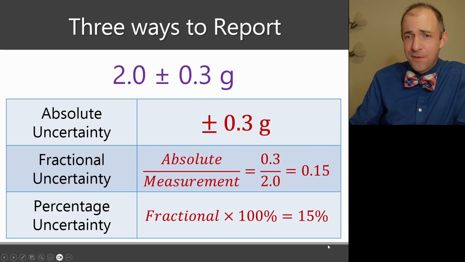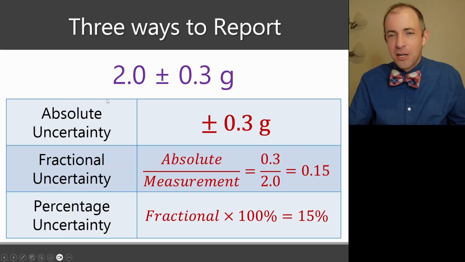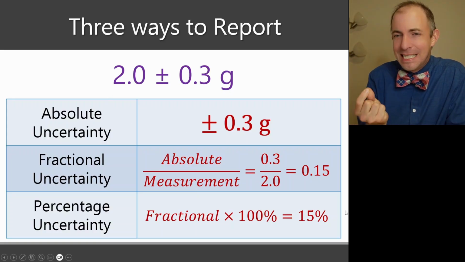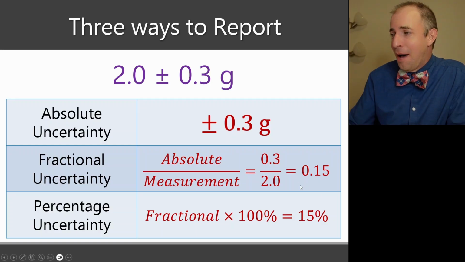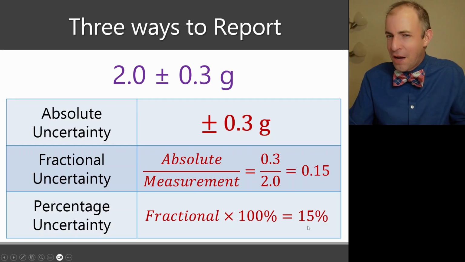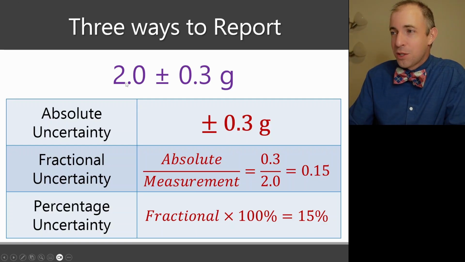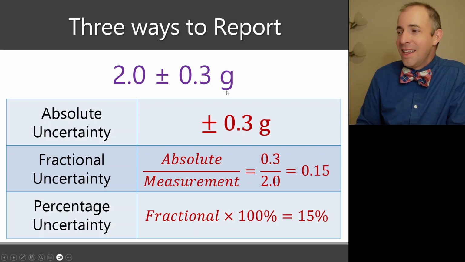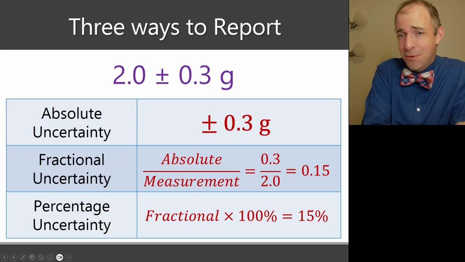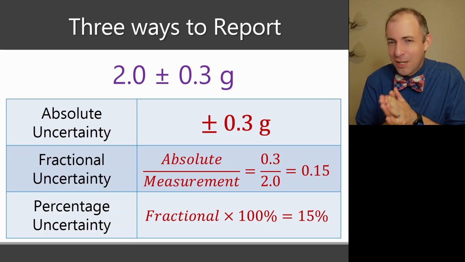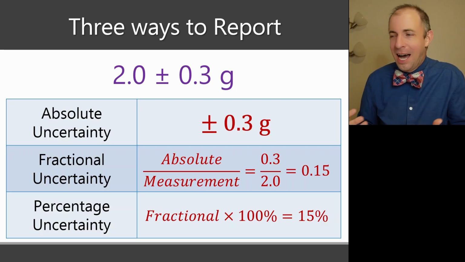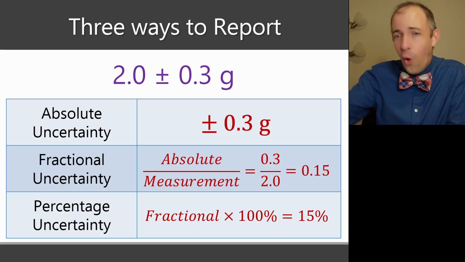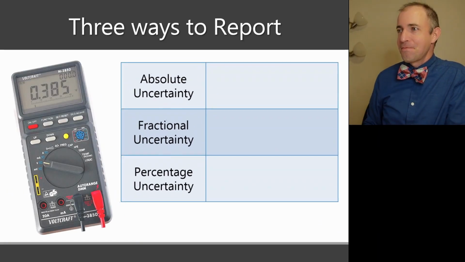Now, why that might be useful to you, if I said 2.0 plus or minus 15%, it gives you a sense of how big of a deal that uncertainty actually is. Plus or minus 15% is fairly substantial. If this were 200 grams, plus or minus 0.3 grams, that would now be 0.15% uncertainty. It's a much tighter range and a much more reasonable value based on the whole, what your measurement is.